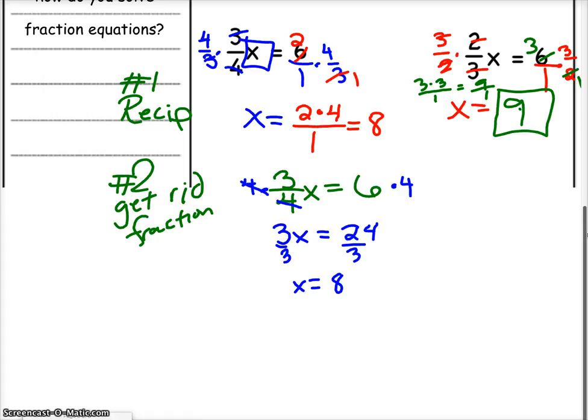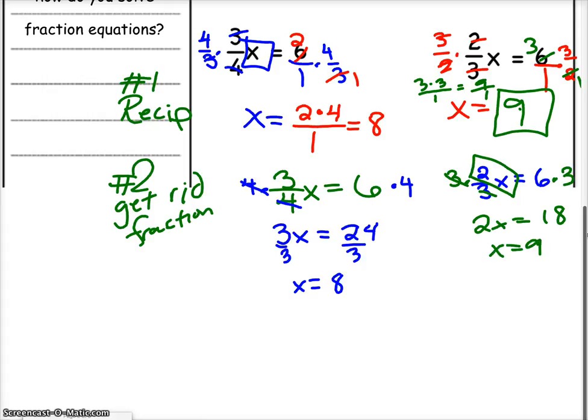Let me model the strategy with the next one too. 2/3 x equals 6. The denominator means you divide. This is saying 2 divided by 3 times x. So get rid of the denominator by multiplying. That cancels out that denominator. I'm left with 2x equals 18. x is 9. Do you see my strategy there?